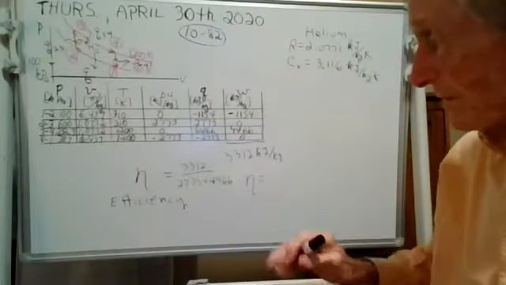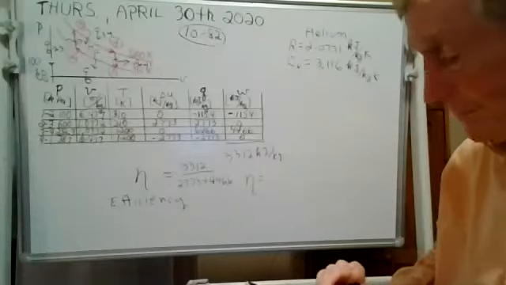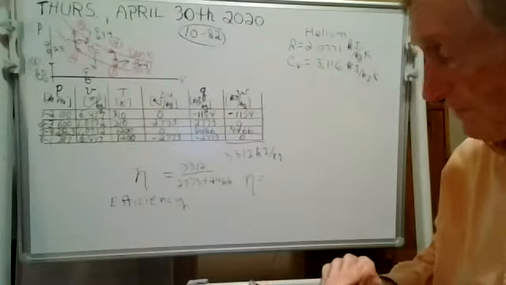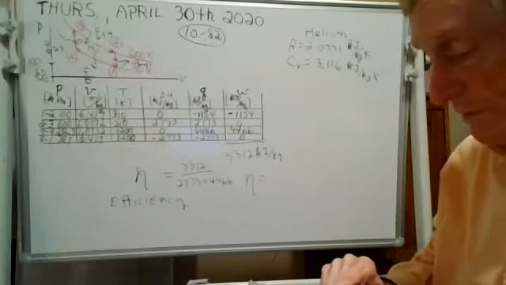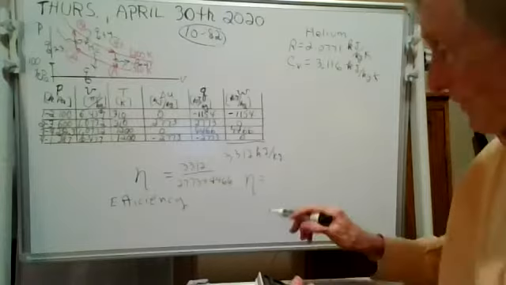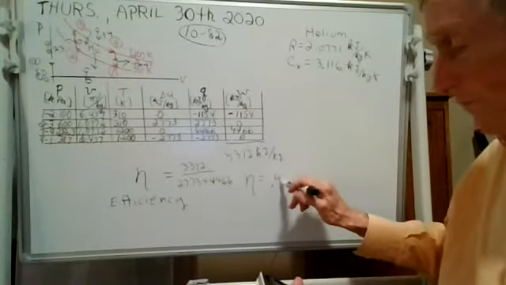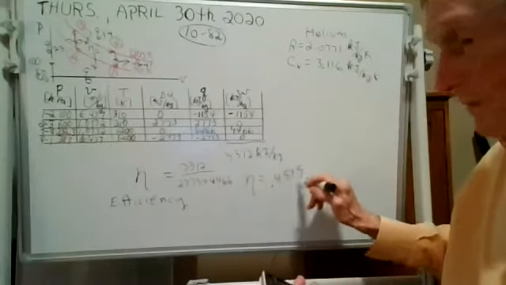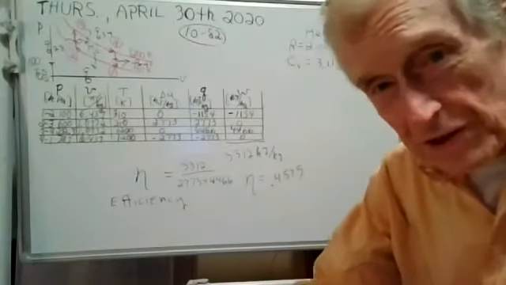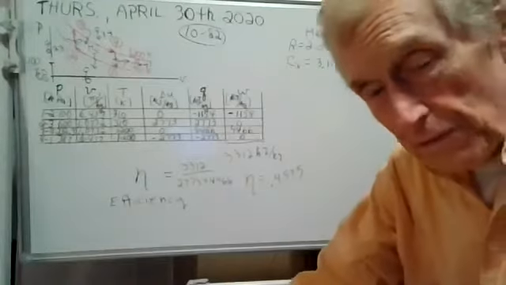And so what you get for your efficiency on this cycle is 3312 divided by 2773 plus 4466. I wonder if I did that right. I'm getting 0.4575 as the efficiency for our cycle.